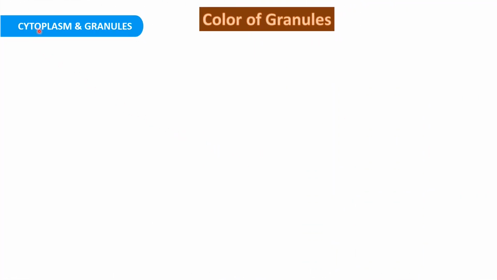So the third step is cytoplasm and granules. We have to look into the cytoplasm, and particularly into the granules. We have to find out the color of the granules. First we have to see whether granules are present or not, and if granules are present, we have to find out the color of the granules.